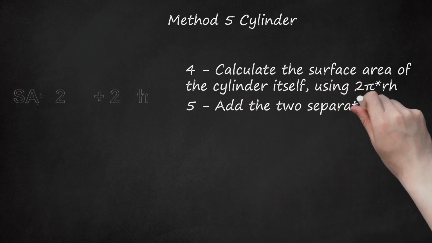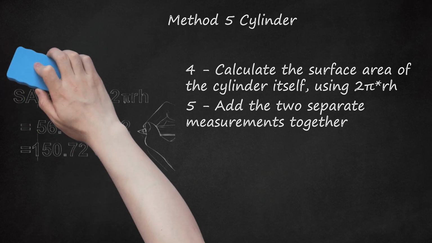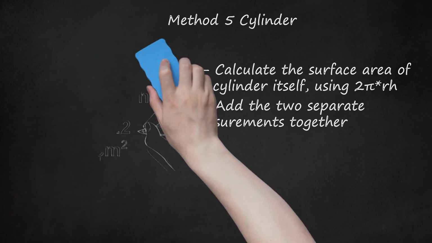5. Add the two separate measurements together. Add the surface area of the two circles to the surface area of the space between the two circles to calculate the total surface area of the cylinder. Note, adding these two pieces together allows you to recognize the original formula, SA equals 2 pi * r² plus 2 pi * rh. Example: 2 pi * r² plus 2 pi * rh equals 56.52 plus 94.2 is equal to 150.72 cm².